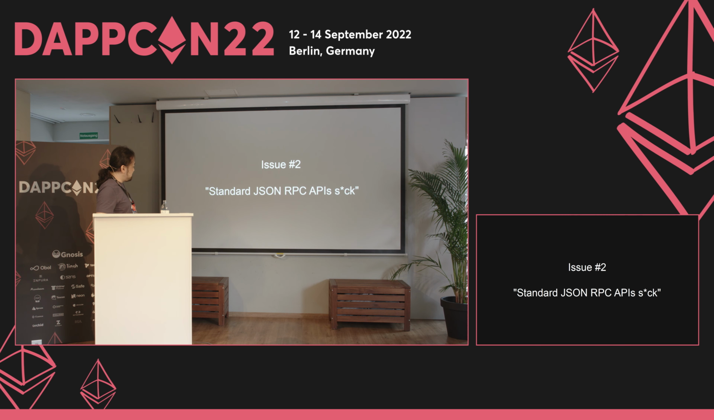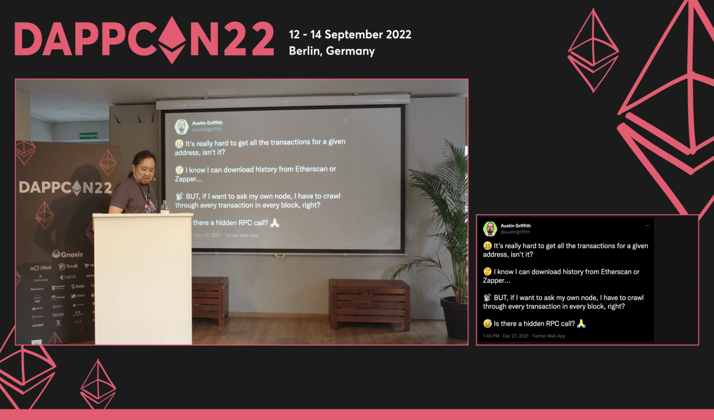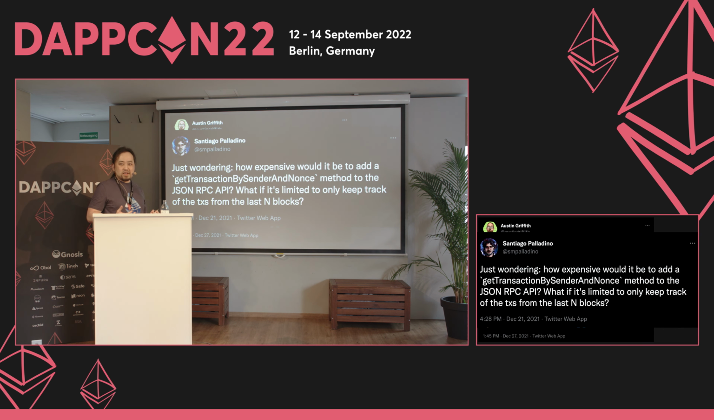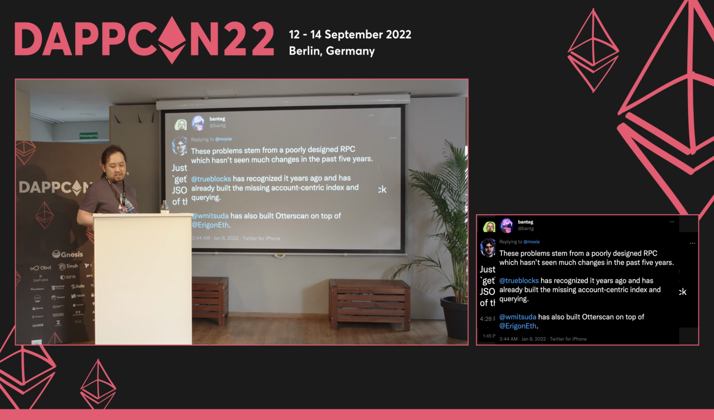Issue number two: the standard JSON RPC APIs are not very good. I just said that all you need is a working Erigon node, but that's not the complete truth. The main issue is that the standard APIs are very limited and lack a lot of features we need to build a block explorer. For example, there is no easy way to get all transactions made by a certain address. And this is just one of the issues that community members have been complaining about over and over.